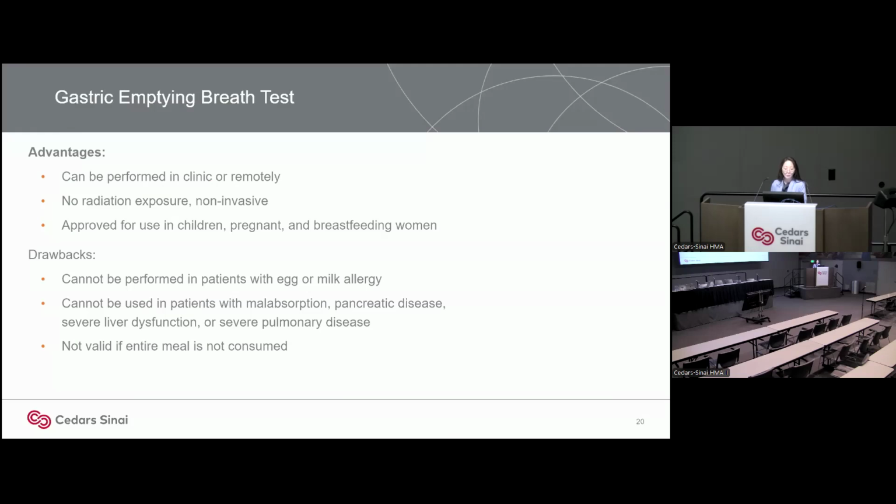Some drawbacks, though, are because it contains egg and there's lactose, it can't be performed in patients with egg or milk allergies. Because of its mechanism of action, it can't be used in patients who have significant malabsorption, pancreatic disease, severe liver or pulmonary disease, and again, it is not valid if the entire meal is not consumed.